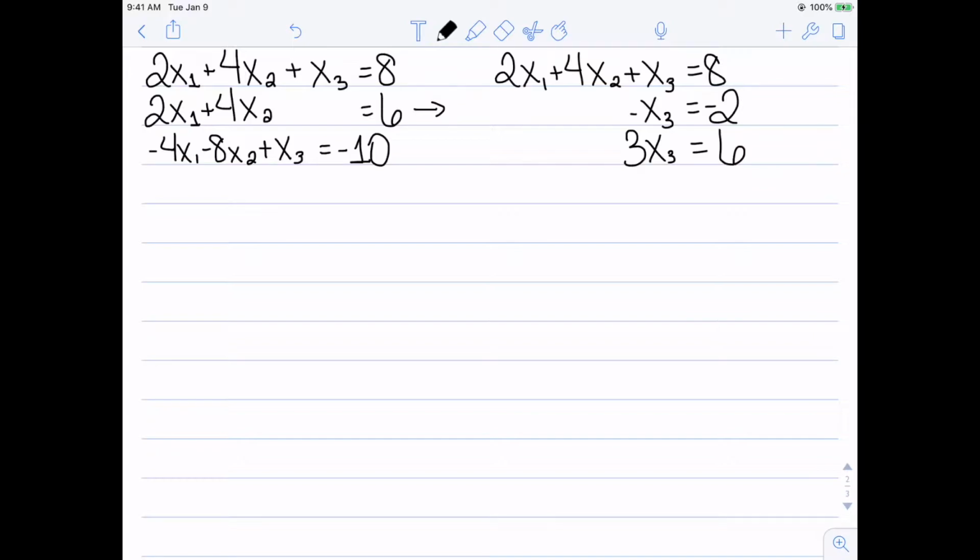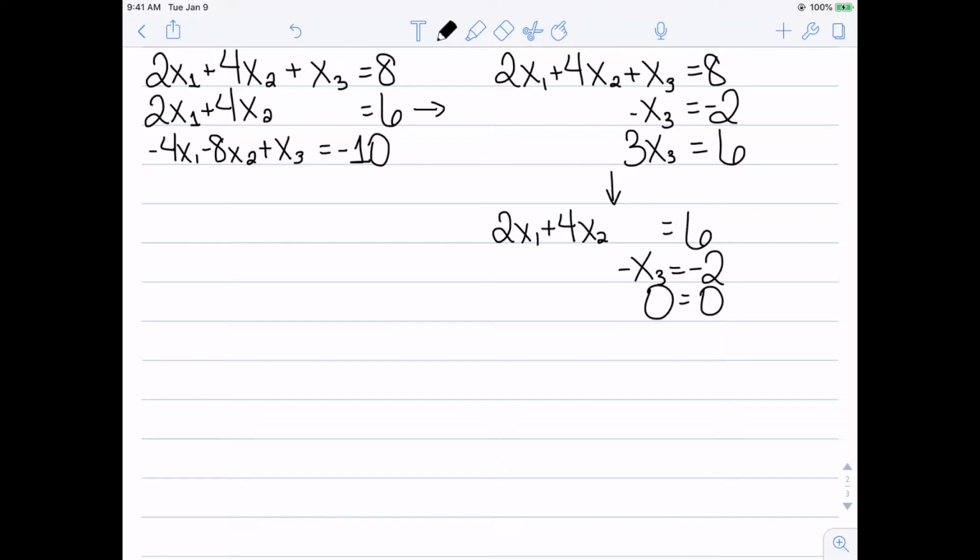So instead, I'm going to use the second equation to get rid of the x3s. We have negative 3x3 equal to negative 2. I'm going to add the first and second equations. When I do, the x3s will cancel. I get 2x1 plus 4x2 equal to 6. And then I can multiply the second row by 3 and add it to the third equation. And when I do, I get 0 equal to 0.